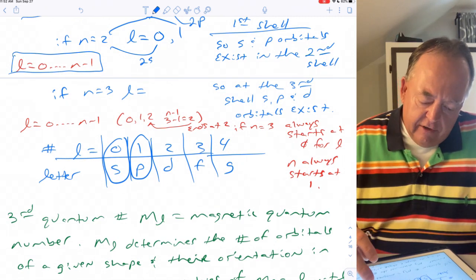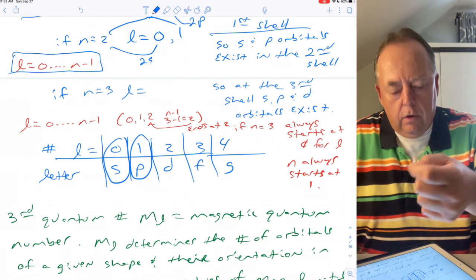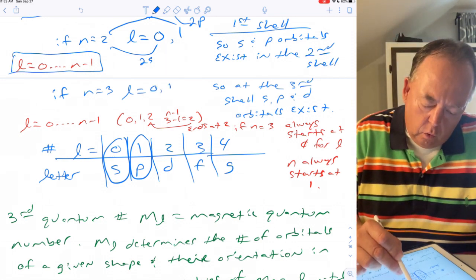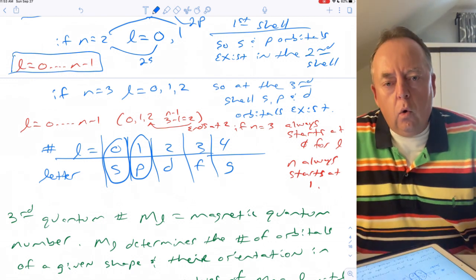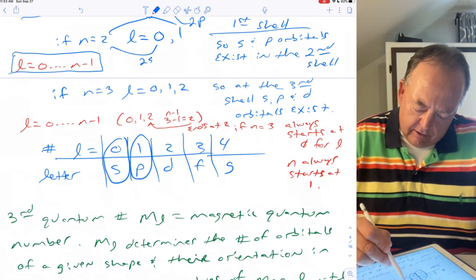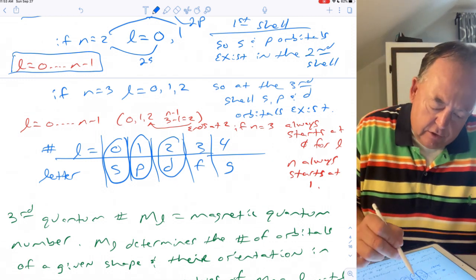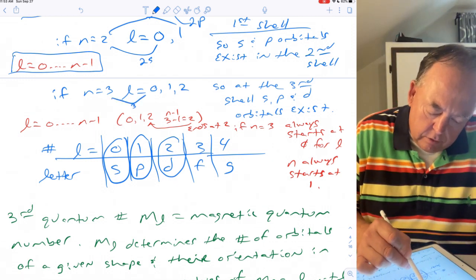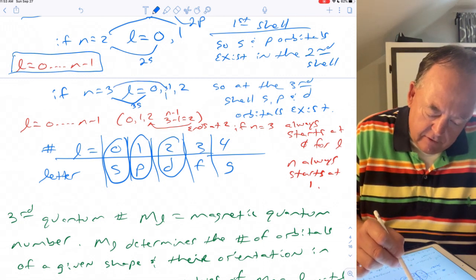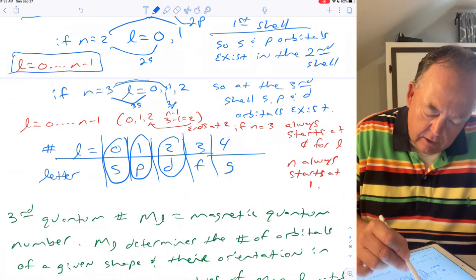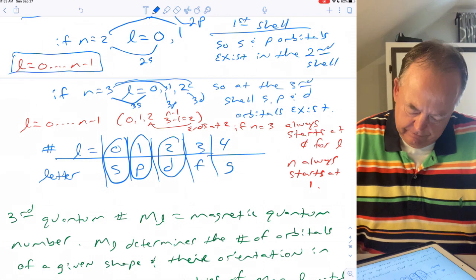So at the third shell, if n is 3, then what are the possible values of L? L can be 0 to n-1, so 0, or 1, or 3 minus 1 would be 2, so L could be 0, 1, or 2. And so if L is 2, then that means you have d orbitals at the third shell. So here you would have 3 s orbitals, right? This would mean you have 3 p orbitals, and these type of orbitals would be what are called 3d orbitals.